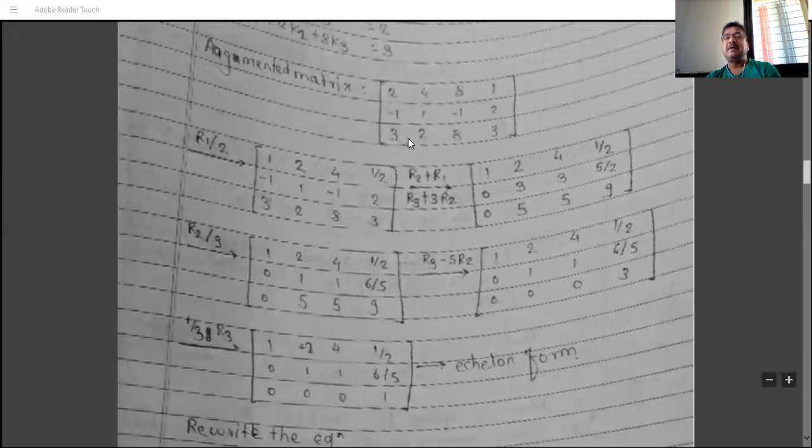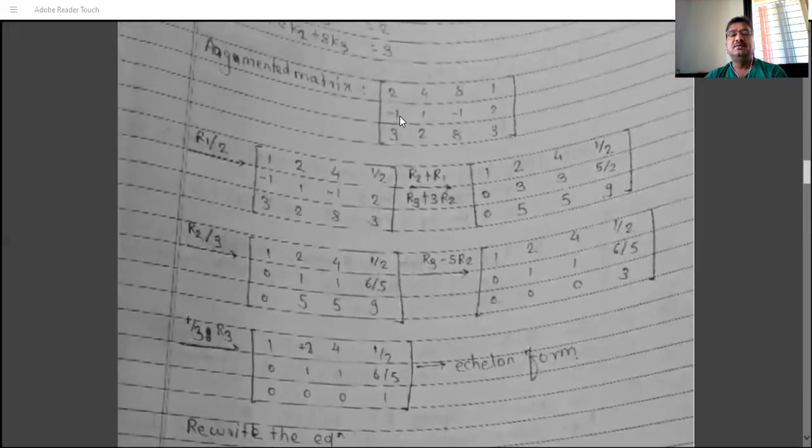So what is the augmented matrix? Rows: 2 4 8 1, then -1 1 -1 2, and then 3 2 8 3. This is the matrix A, this is the matrix B, and the combination of A and B is the augmented matrix AB. And now we have to reduce this matrix to echelon form. So apply R1 interchange R2, that is interchange the first and second row, and multiply the now first row by minus 1.